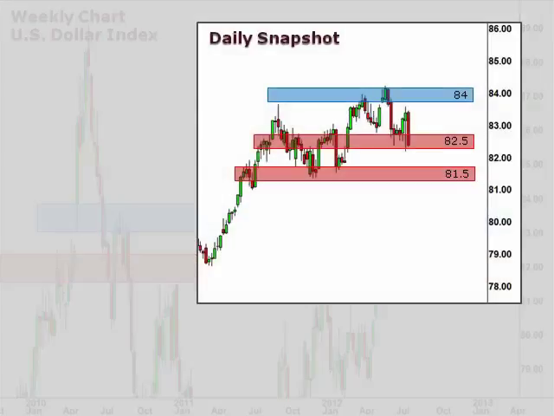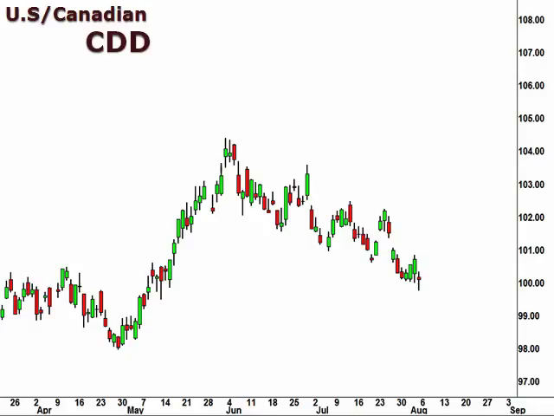Let's take a quick look at the daily chart. The daily chart reflects the significant drop last Friday, and 82.5 once again assuming the role of support.